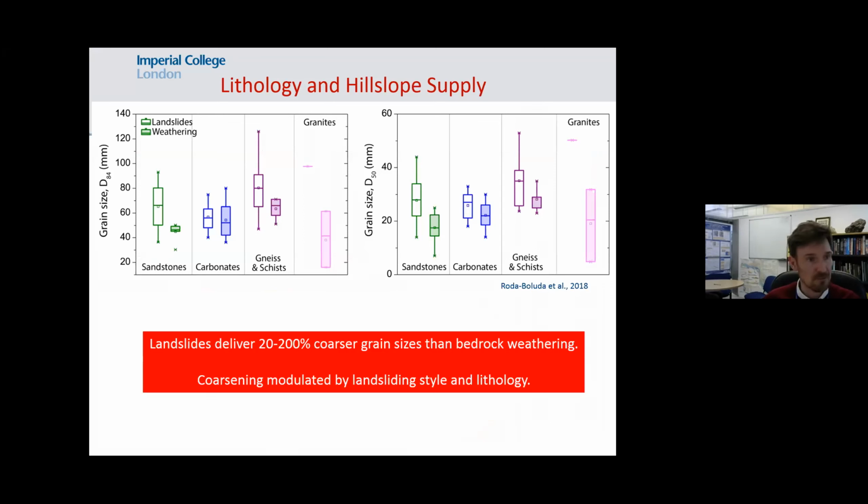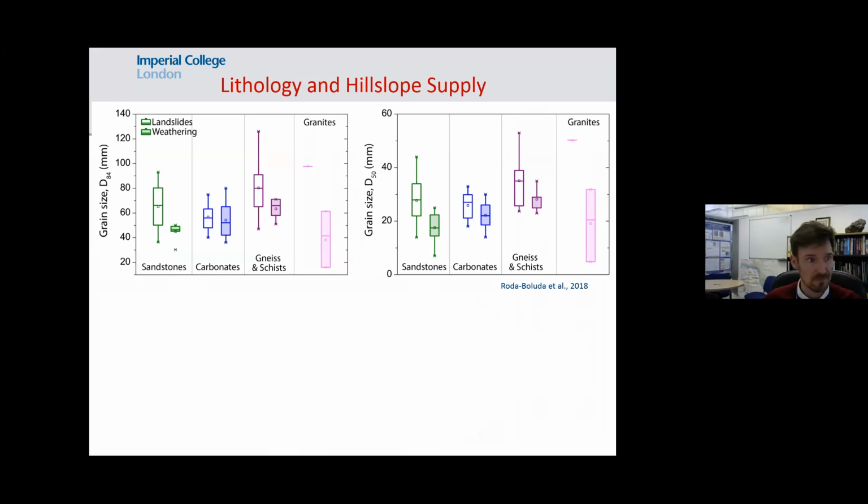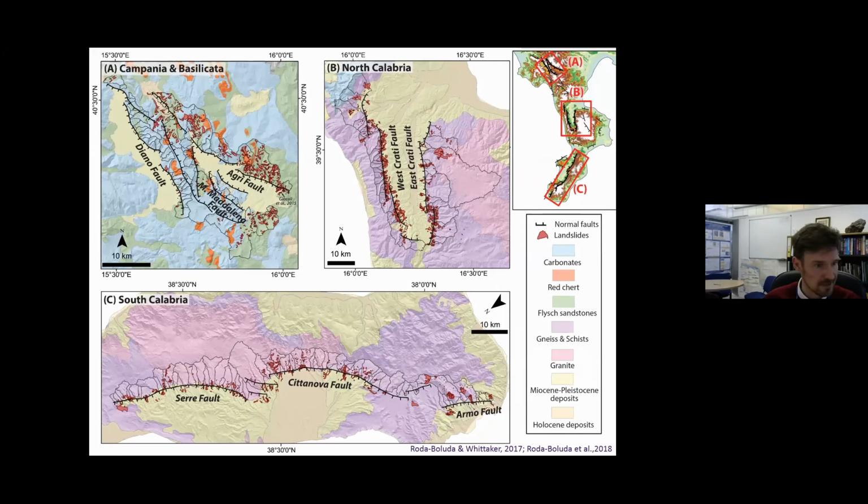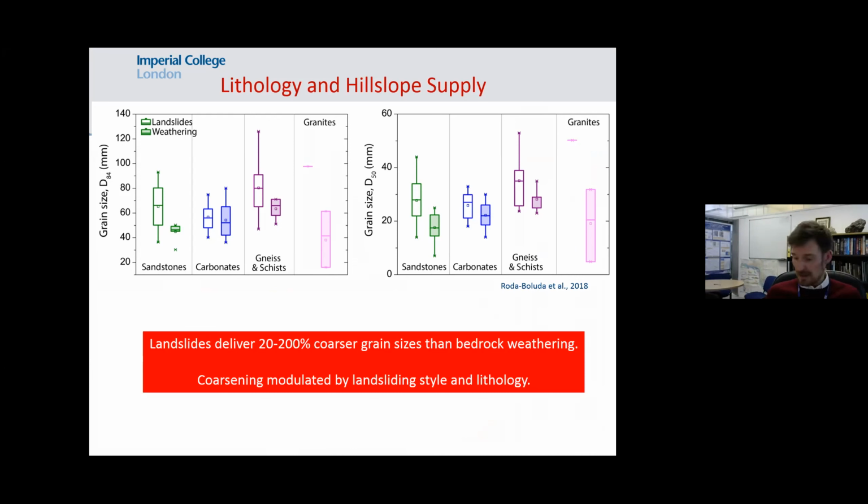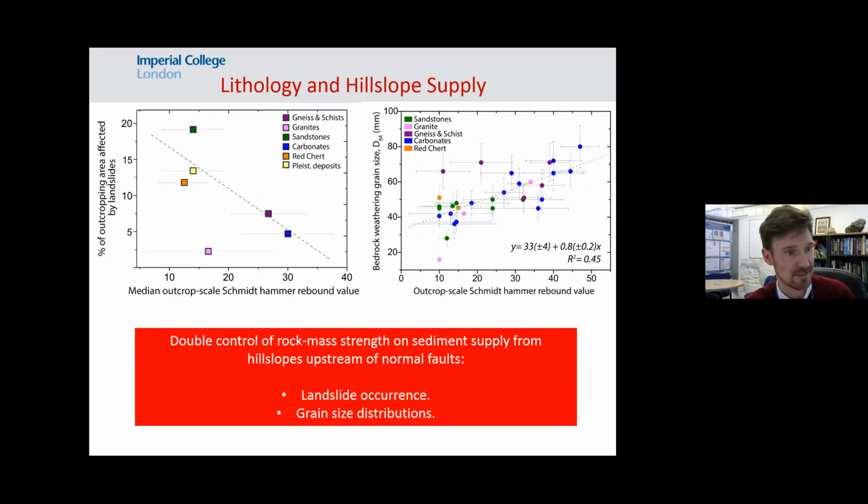So the first thing that we got out of this in terms of landslides and hill slope sediment supply: we could see there's loads of landslides by the faults. If I go back to this one here, the landslides are all of these brown dots, right? They're all concentrated around the faults. And what you find is that the sediment supplied by landslides is coarser than what you get from bedrock weathering. In fact, it's 20 to 200% coarser. And how coarse it is really depended on what bedrock was landsliding. So particularly these gneisses were producing really coarse grain size supply.